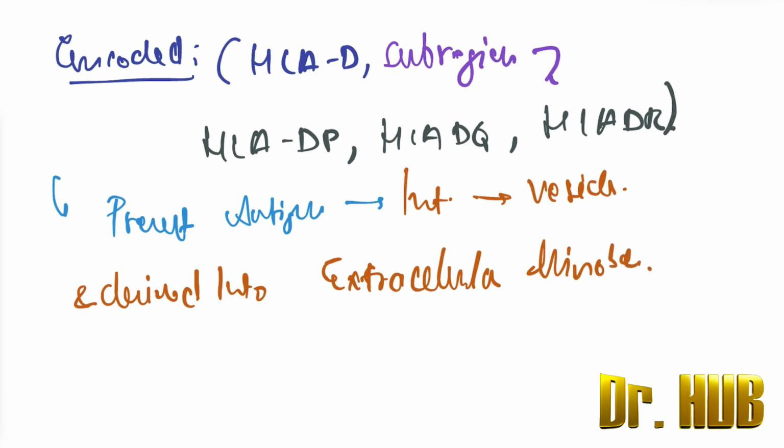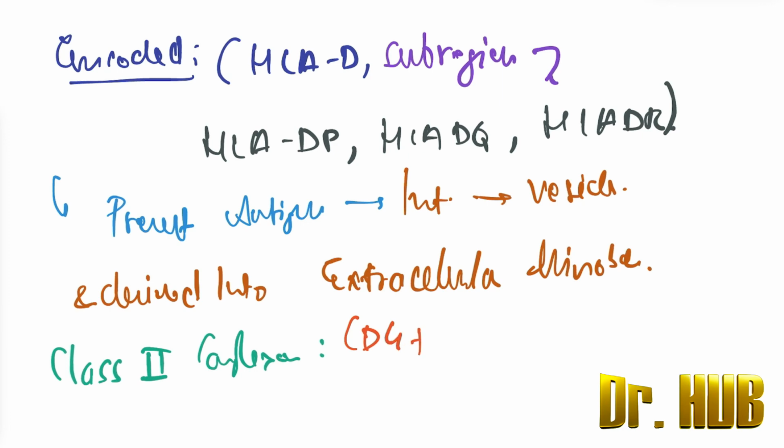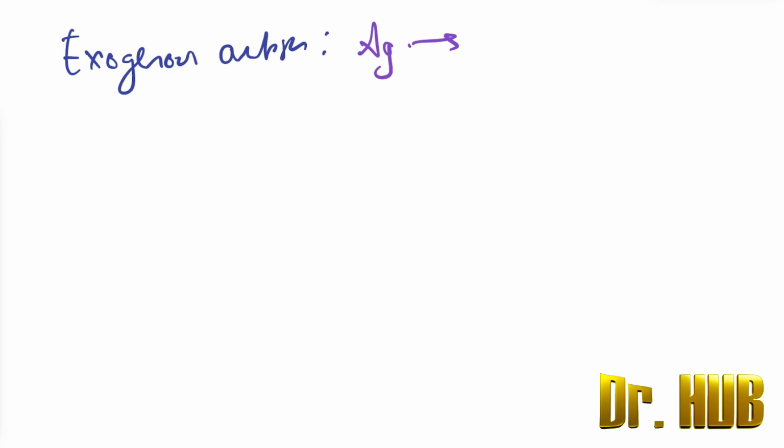Next comes the class 2. The class 2 complexes are recognized by the CD4 plus T cells. Then there are exogenous antigens. The exogenous antigen is a type of antigen presented to the CD4 plus T cells.